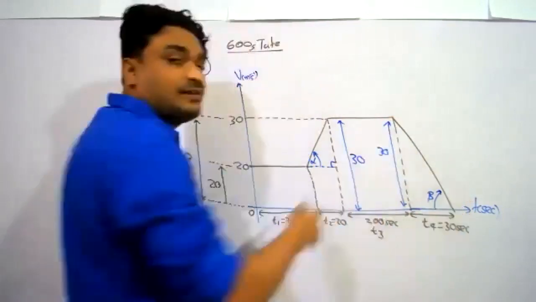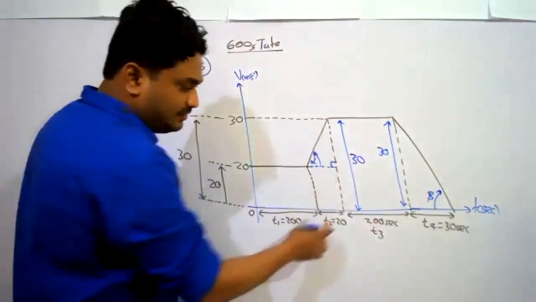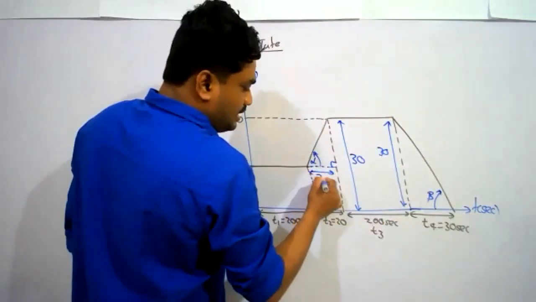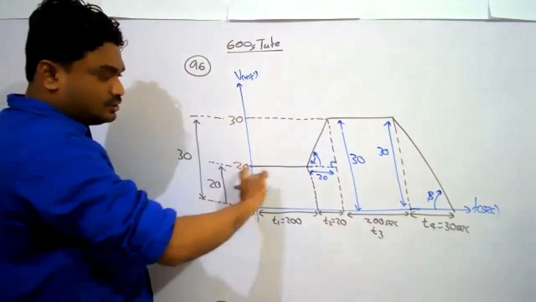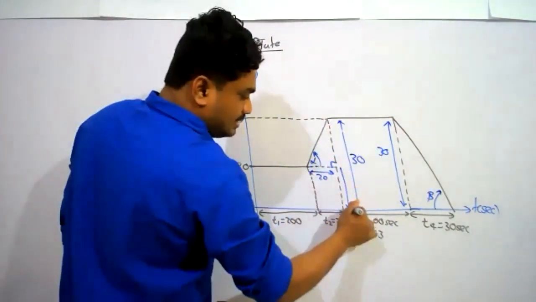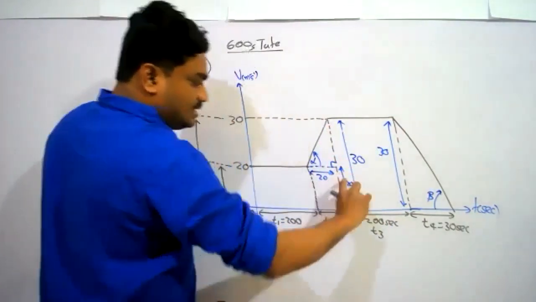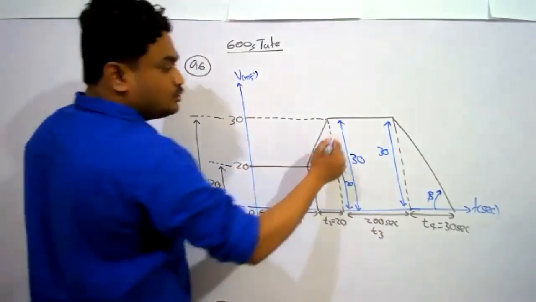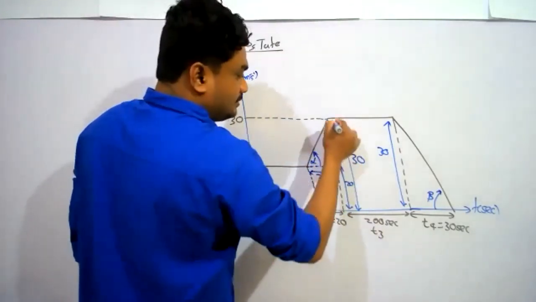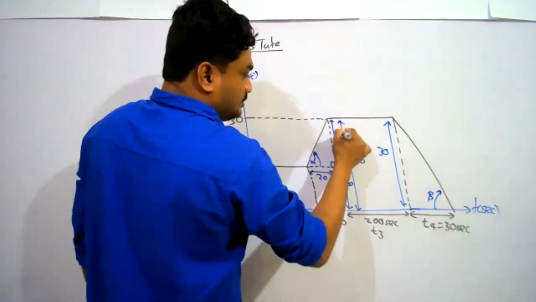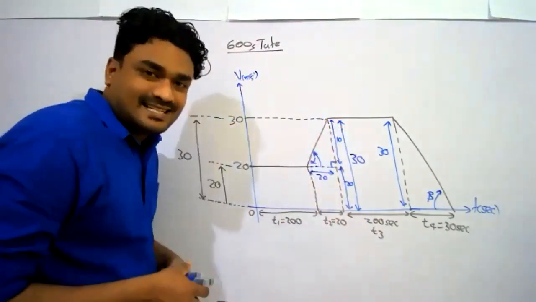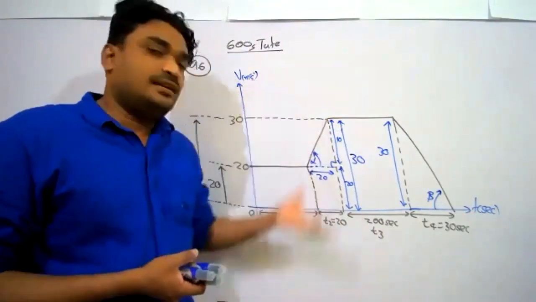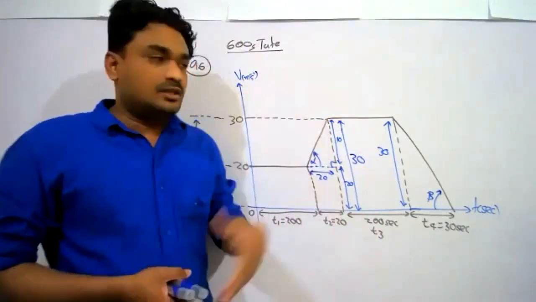Here you can find the deceleration, and here you can find the acceleration. If this is 20, this should be 20. And if this is 30, this is 20, so this height is 10. So this is what we have already discussed. I have just drawn it for you to recall your memory about the question.